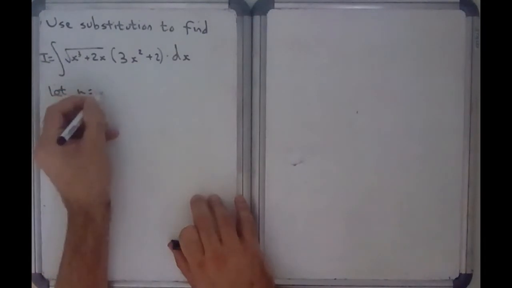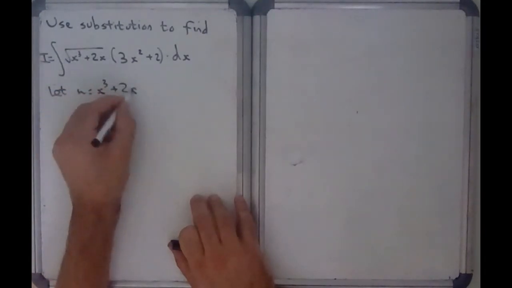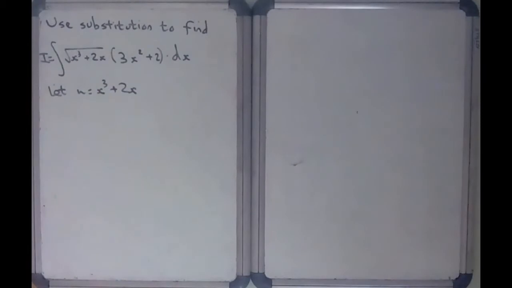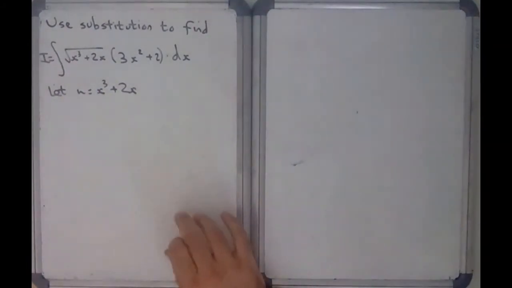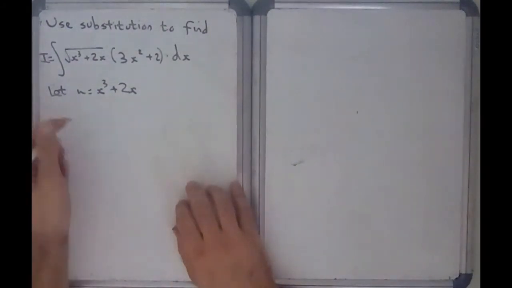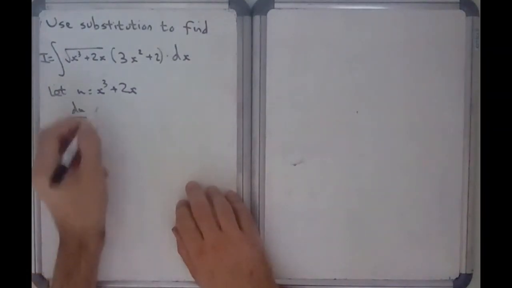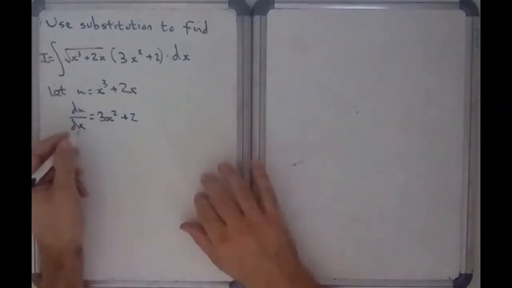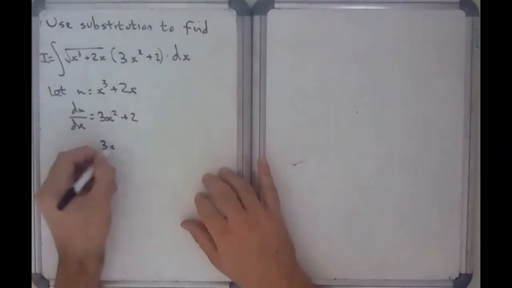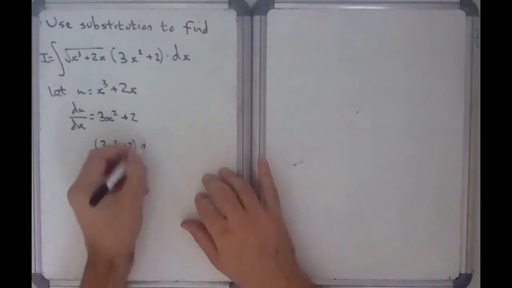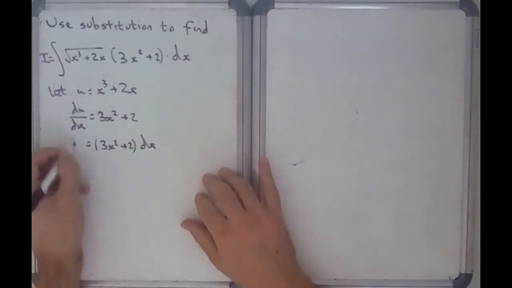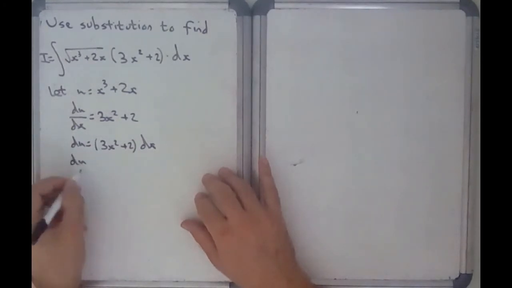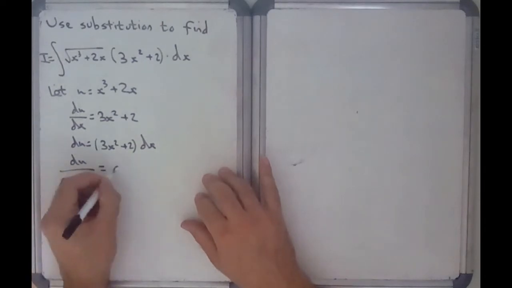equal x cubed plus 2x. So now I'm looking to get an expression for dx in terms of du, so I can then integrate the thing with respect to u. So du by dx equals 3x squared plus 2. So now I'm going to solve to make dx the subject, so I'm going to move it up here. So 3x squared plus 2 dx equals du. So du over 3x squared plus 2 must be dx.